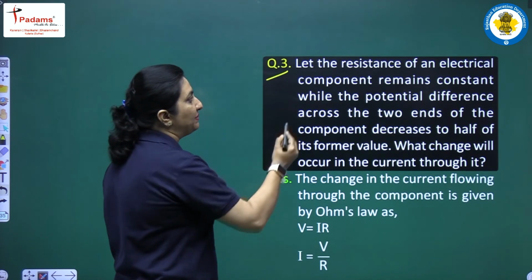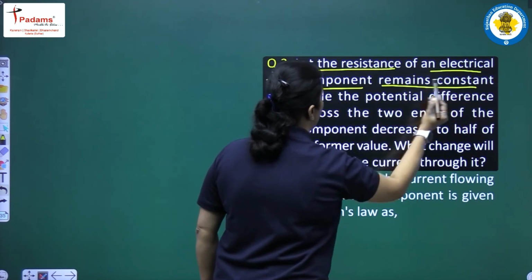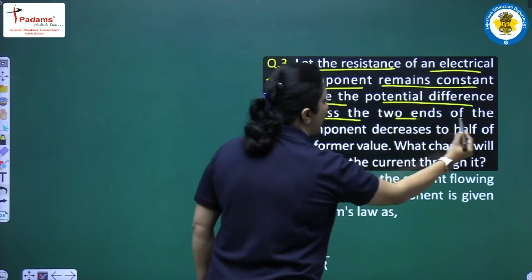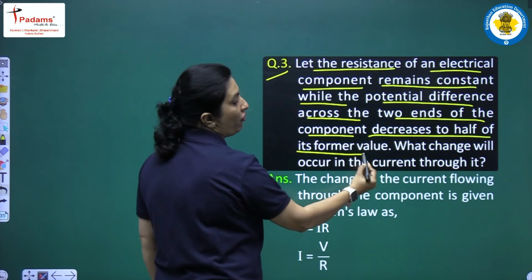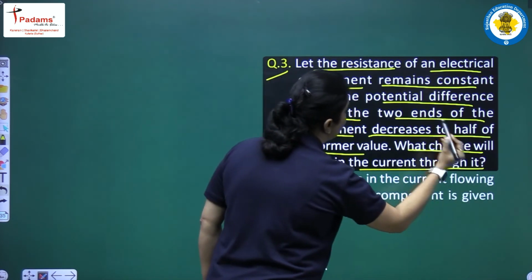Question number 3. Let the resistance of an electrical component remain constant while the potential difference across the two ends of the component decreases to half of its former value. What change will occur in the current through it?